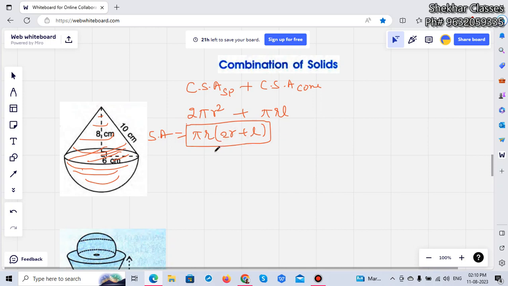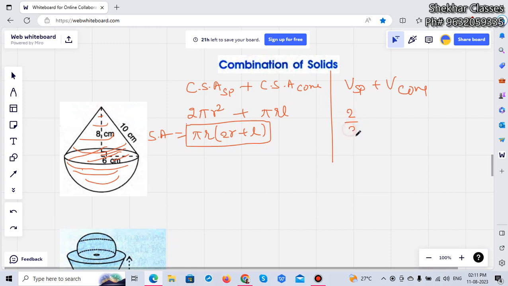Now if you have to find the volume in it, the total volume here would be the volume of the hemisphere plus the volume of the cone. So volume here will be the volume of the sphere plus the volume of the cone. What is the volume of the sphere? This formula is 2 by 3 pi r cube.